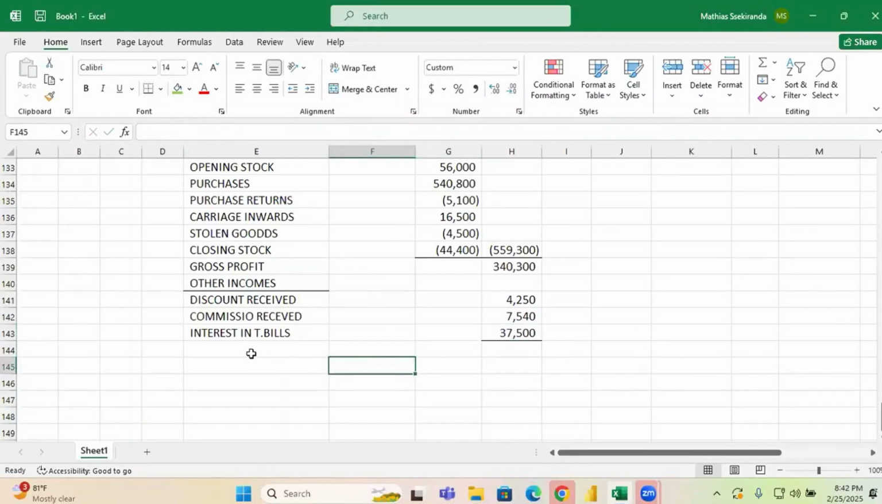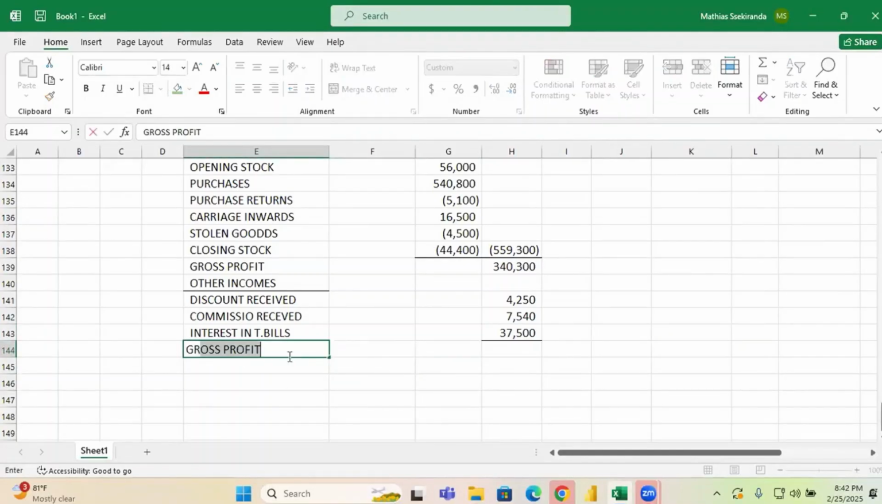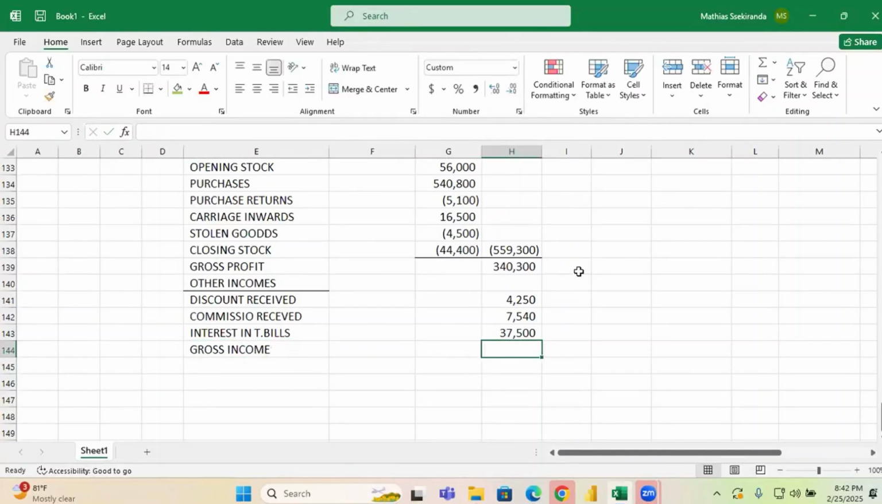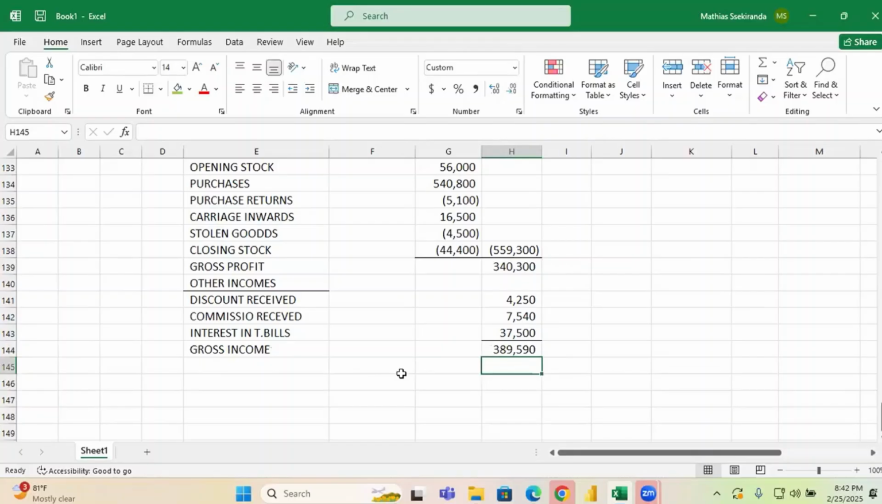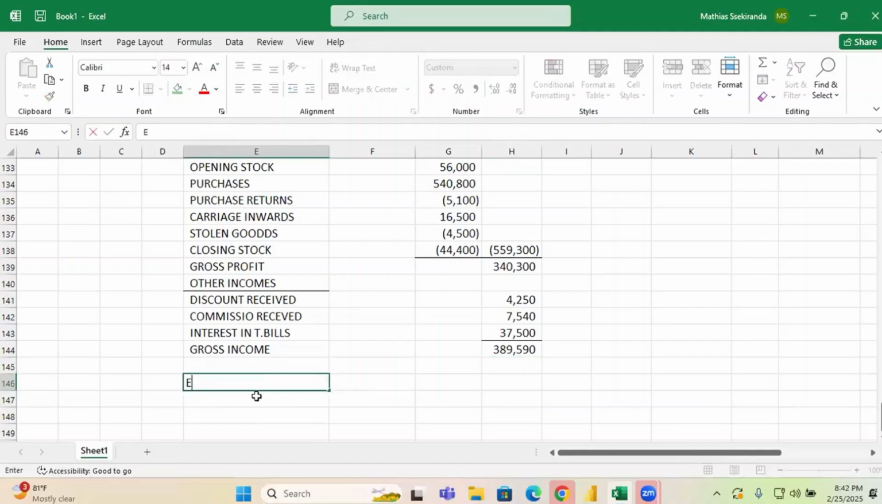We didn't have a provision. You realize in the additional notes, the examiner did not tell you to compute a provision for doubtful debts, like in the other number. So you just go straight and confirm these are the only incomes that you had. When you add them to the gross profit, we get what we call gross income. That will take us to the expenses.